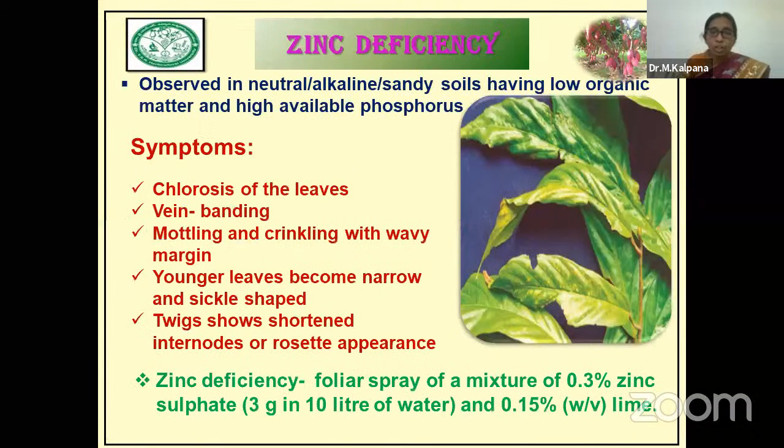Zinc and iron deficiencies are very prominent in cocoa. With zinc deficiency, the leaves show chlorosis, vein banding, mottling and sickle-shaped leaves, and a rosette of leaves is also observed. It is generally seen in neutral, alkaline and sandy soils with low organic matter and high phosphorus availability. To rectify this, spray zinc sulfate at 3 grams per liter, 0.3%, along with lime.